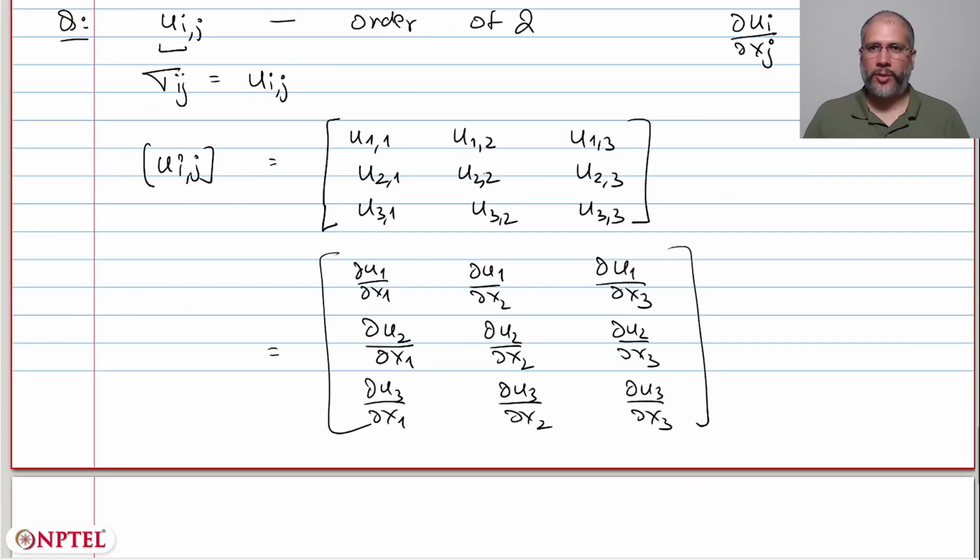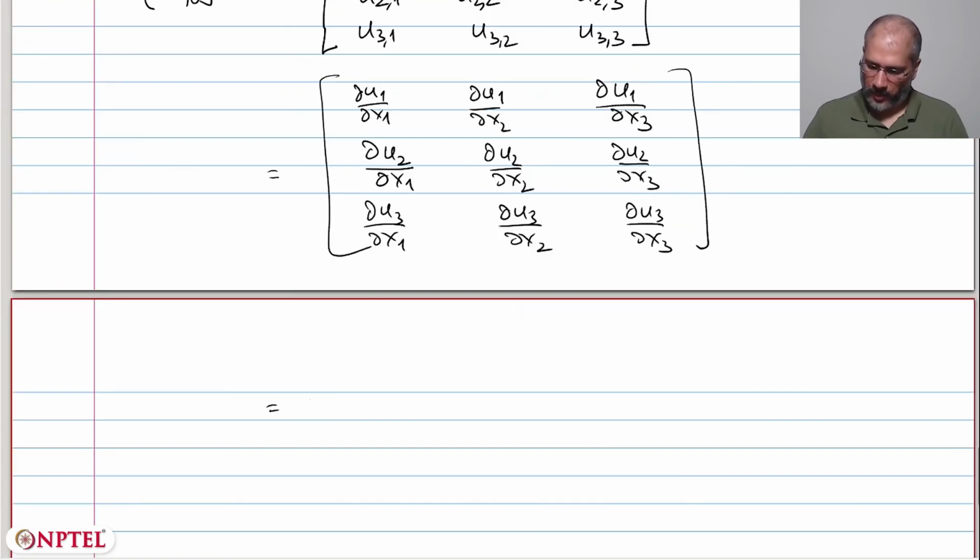So this is the quantity ui comma j. In fact, this matrix is an important matrix. We see it quite often, not just in continuum mechanics, but in other fields of mathematics, particularly in geometry. And with our misuse of notation, we will simply write this as ui comma j. If you remember the misuse notation, we do not put square brackets.